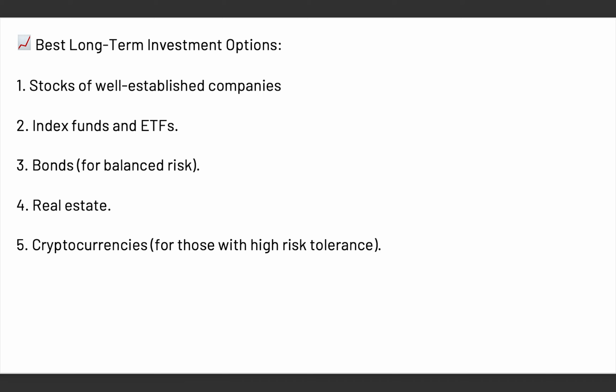And for number four, you have real estate. For real estate, you buy a property and you keep renting it out and you keep holding it for as long as you want. And maybe after 10, 20, 30 years, you can decide to sell that property and make money for yourself.